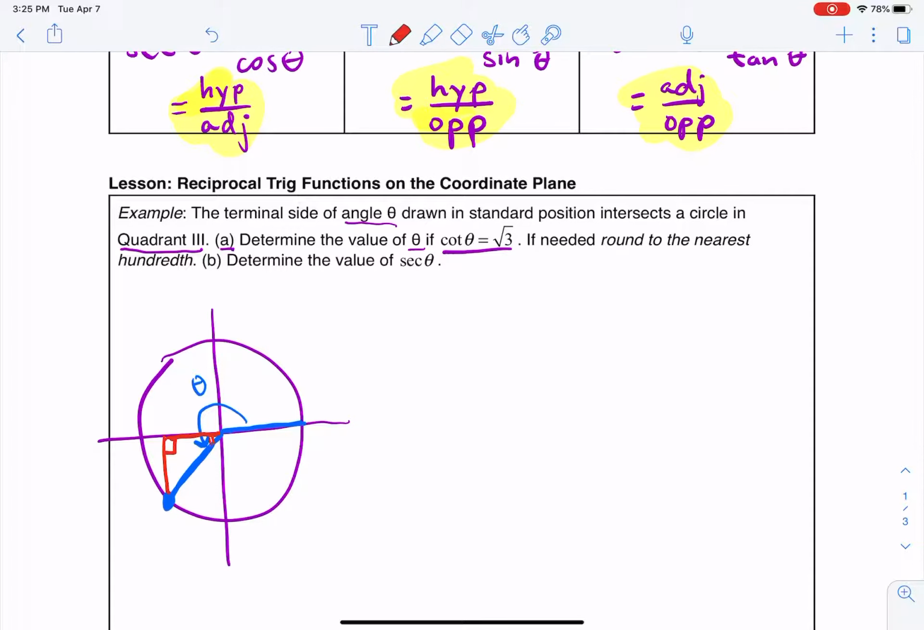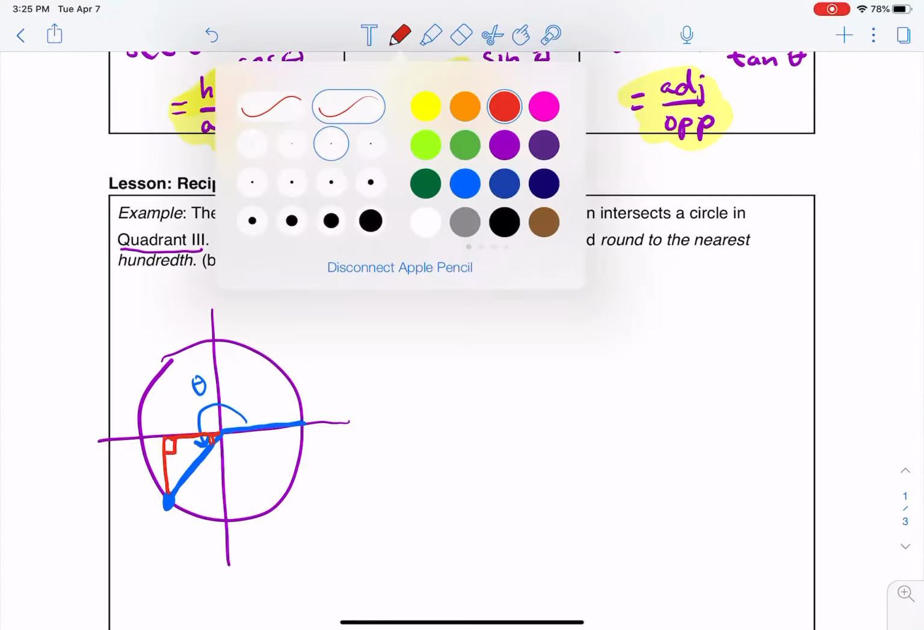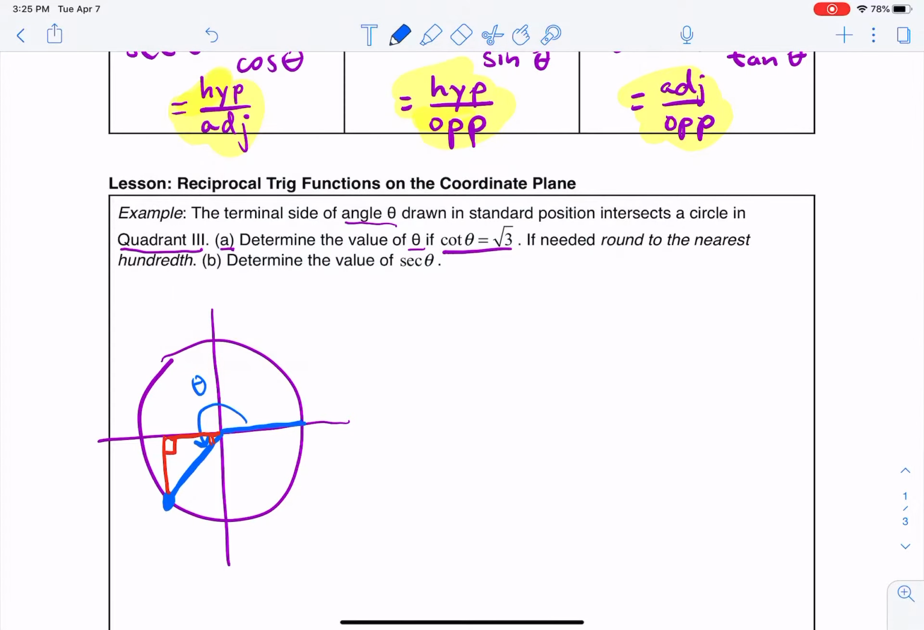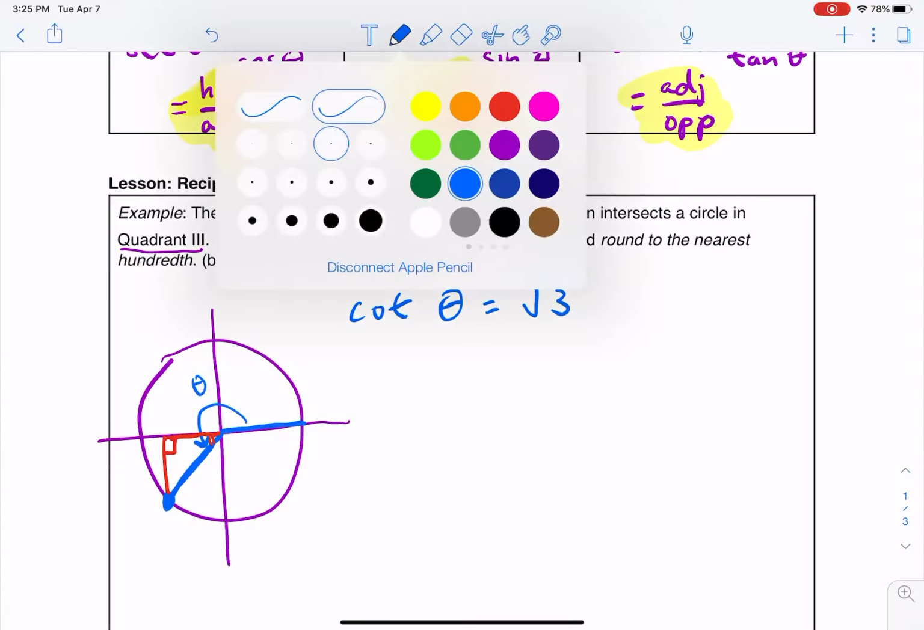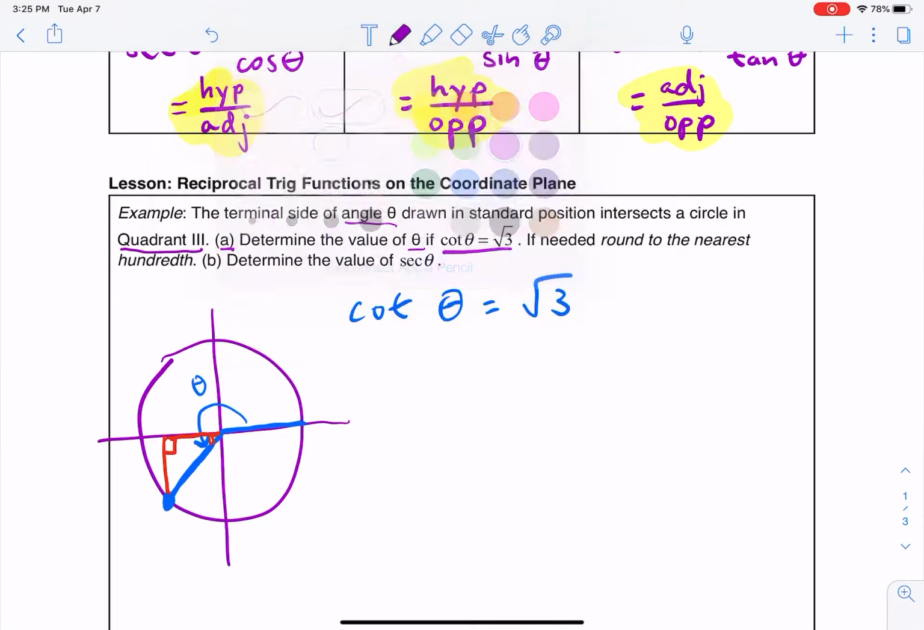There's my reference angle. All right, so what we're told in this problem is that cotangent of theta equals the square root of 3. And we want to know what is the value of theta. Well, an easy way to find this is just to use our inverse cotangent. So all we're asked to do here really is find our angle. So let's see what happens when we do that. So I'm going to write cotangent to the power of negative 1 of both sides.